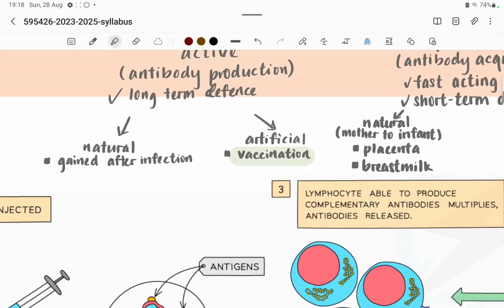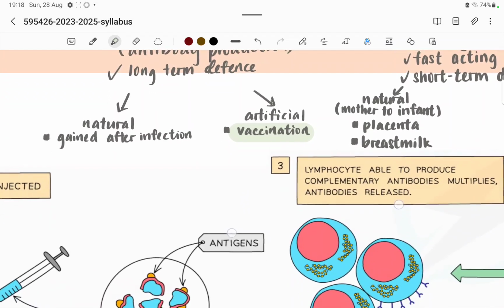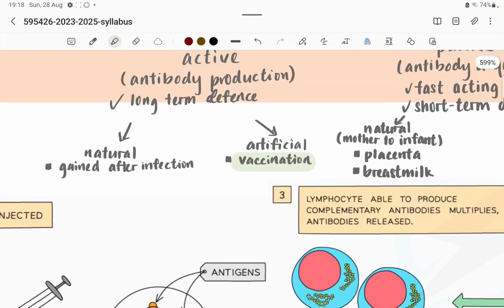So the pathogens are unharmed. Pathogens are inserted into your body, and then your body itself will produce antibodies, and after that memory cells will be produced also. This one, the process and the function for vaccination, you need to know also.